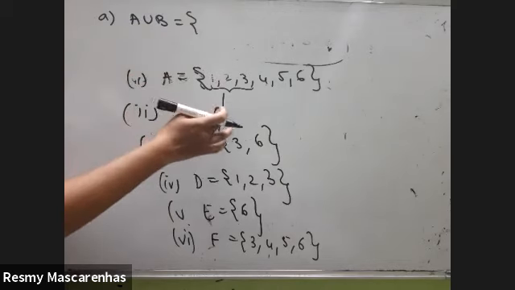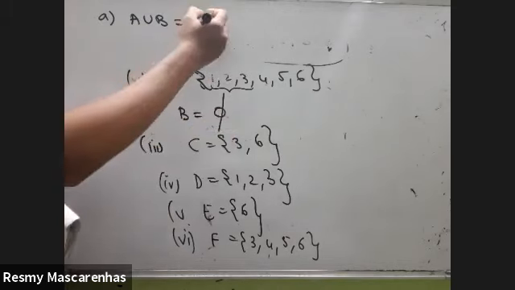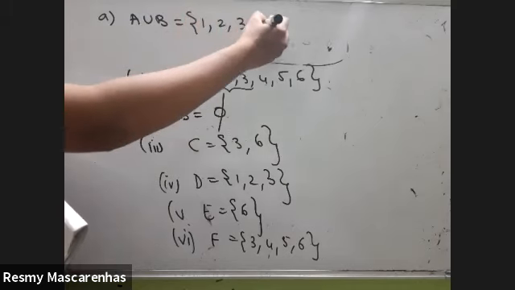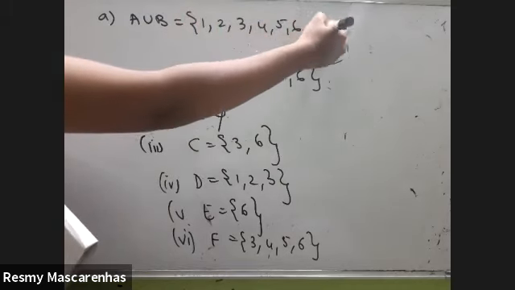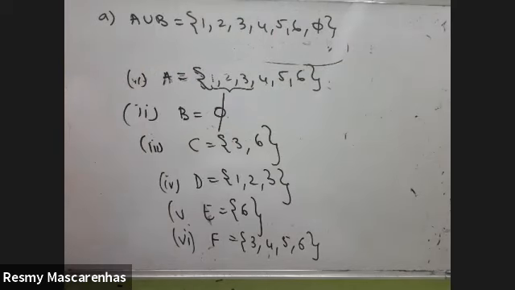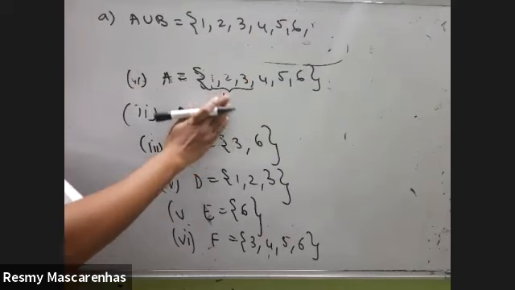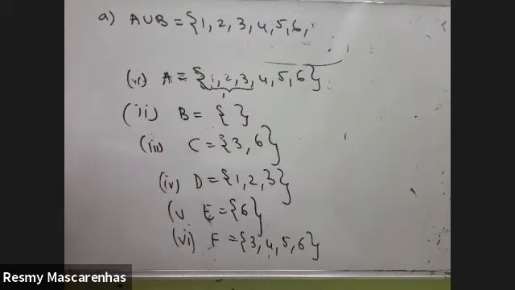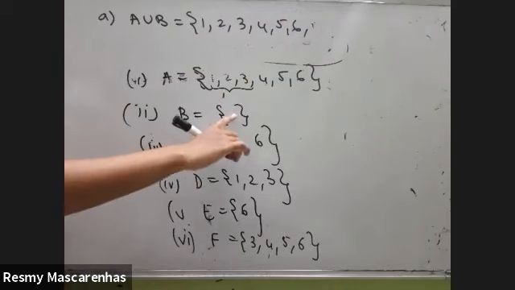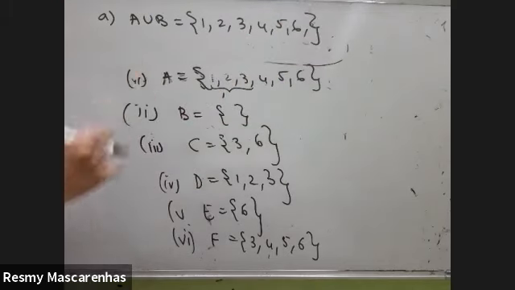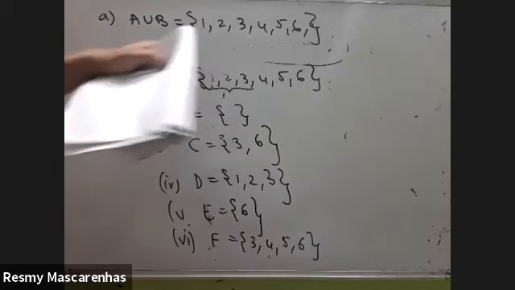Combine means it's like adding nothing to this. So 1, 2, 3, 4, 5, 6. Don't write it repeatedly like this and keep going, that will be wrong. B is like an empty set, we are not adding anything. So A union B will be this answer.